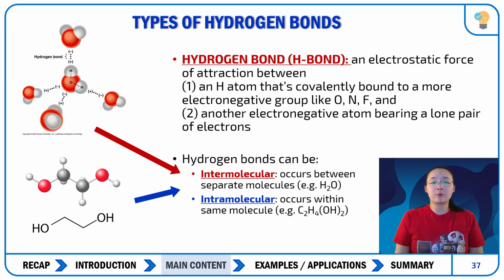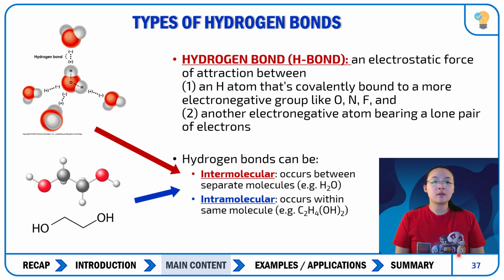So what exactly is a hydrogen bond? We can finally start our discussion of H bonding. It's basically an electrostatic force of attraction between, number one, a hydrogen atom that's covalently bound to a more electronegative group, and number two, another electronegative atom that bears a lone pair of electrons. So basically, a hydrogen bond arises from when there's an electrostatically positive region and an electrostatically negative region of a molecule. Hydrogen bonds can be intermolecular or intramolecular.